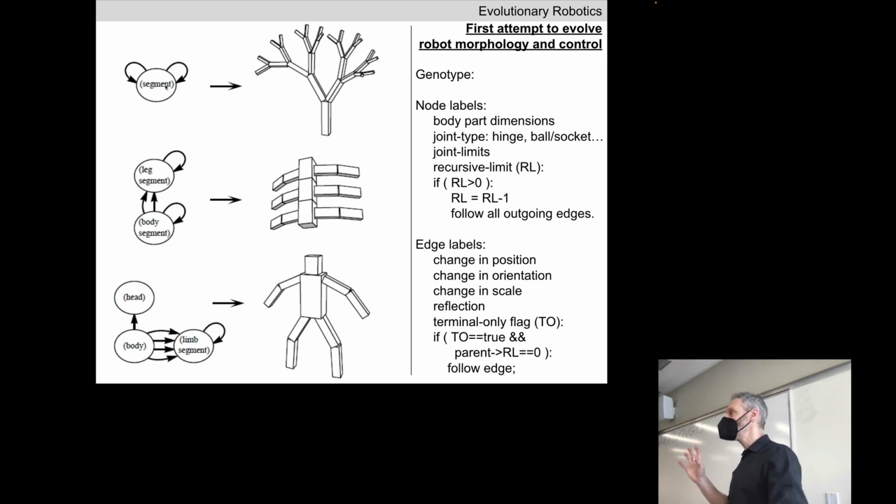So for each one of these genomes, which is a graph, we have nodes and edges. Each node and each edge has a number of labels associated with them. We start with the node labels. The 3 numbers inside that node are length, width, and height. You'll notice that all the robots are made of rectangular solids. So whenever we visit a node, we know the size of that object.